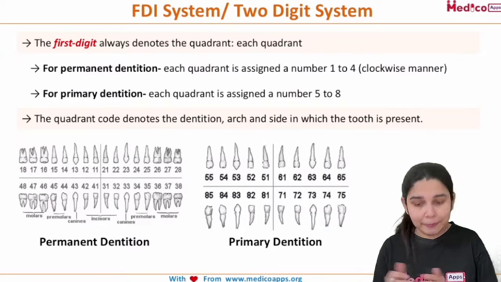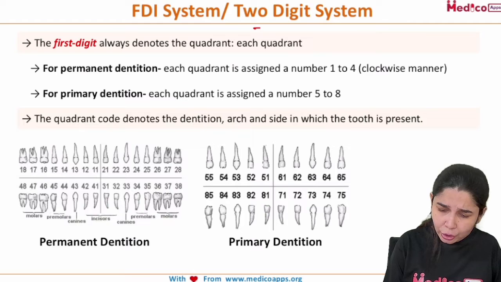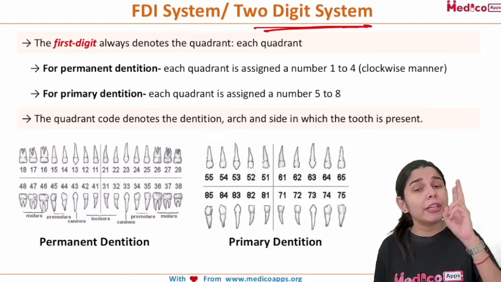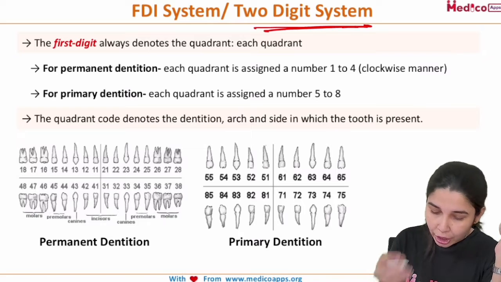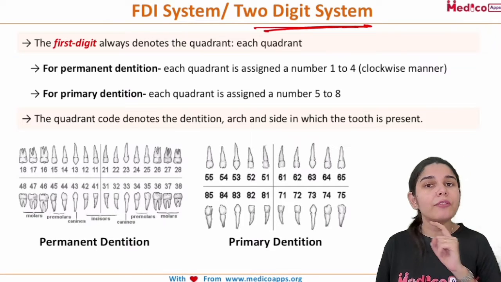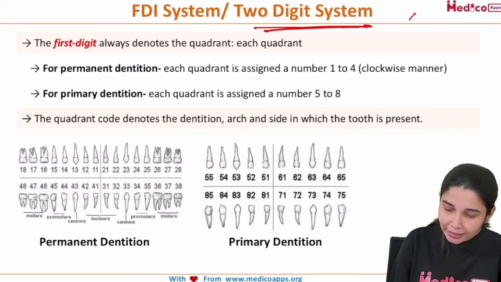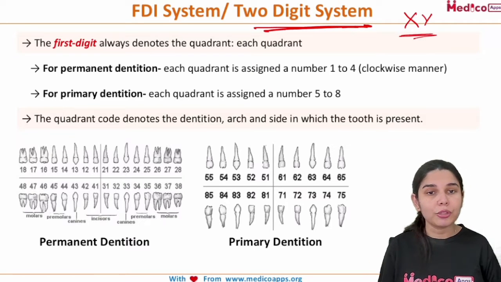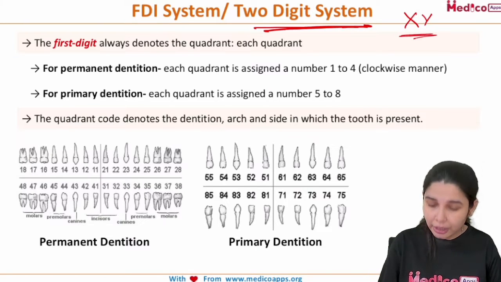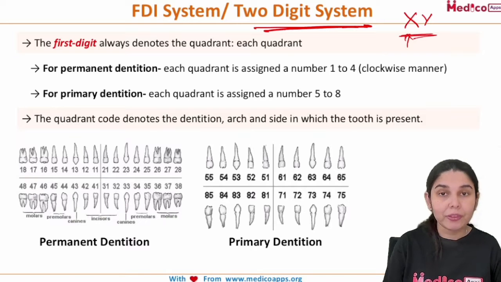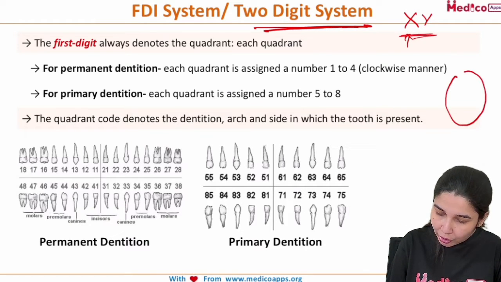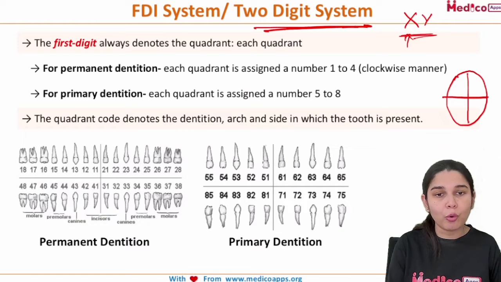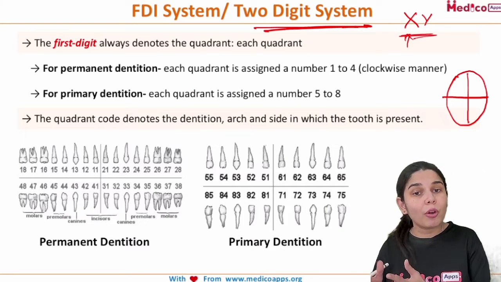Now, how does this work? If I say that it's a two-digit system using two digits for a single tooth, what do you understand by that? Suppose X and Y are the two digits we are using. The first digit denotes the quadrant. I have just explained that the oral cavity will be divided into four quadrants. Now, how is the quadrant numbered?